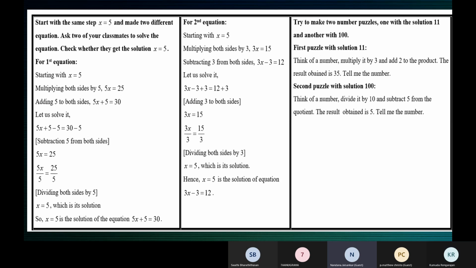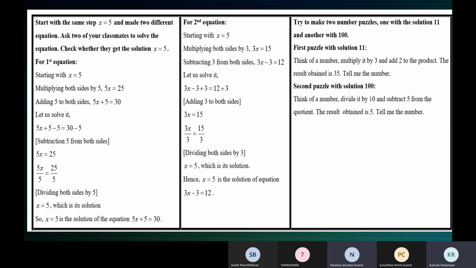No, ma'am, I just formed an equation. The sum of 3 times a number and 11 is 32. So what is the number? 3x plus 11 is 32, ma'am. Okay, but what is the solution for this one? Ma'am, first we should subtract. 3x is equal to 32, the plus 11 will go to the other side.